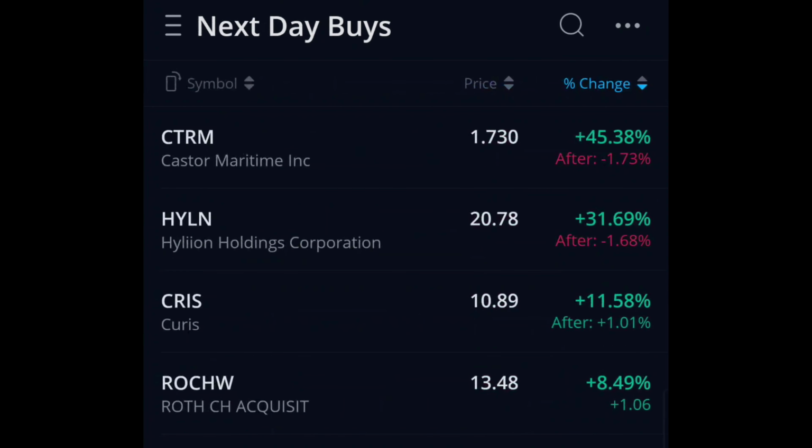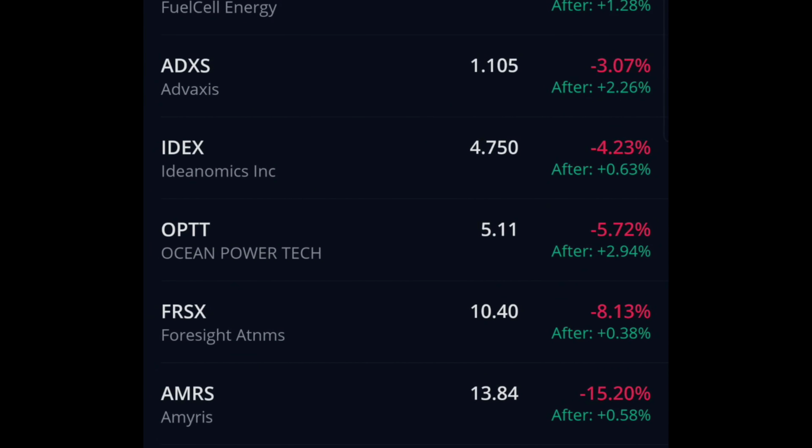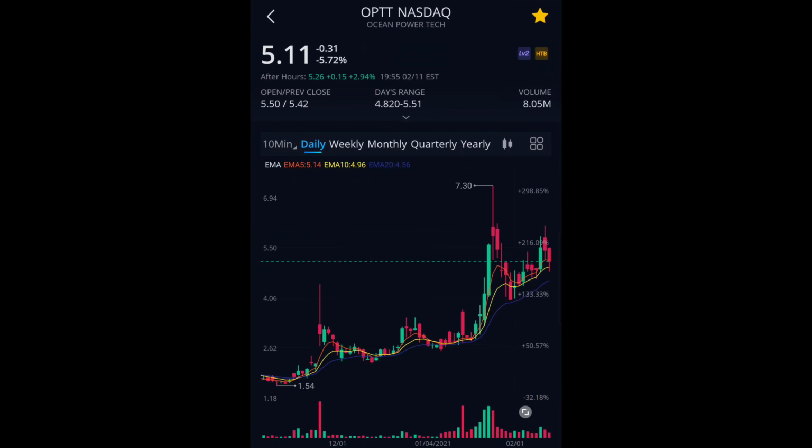I looked into those. I'm going to show you the two that I did pick up today. And the first one is OPTT, which is Ocean Power Tech. They are another kind of clean energy company. They use ocean waves and things like that for power. In any case, again, something that you guys can check out on your own by looking at their portfolio.